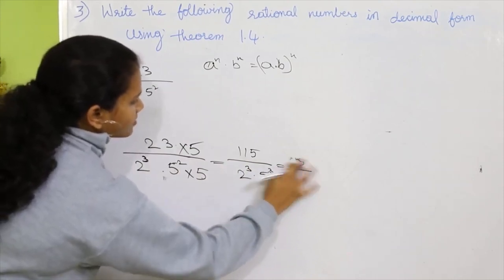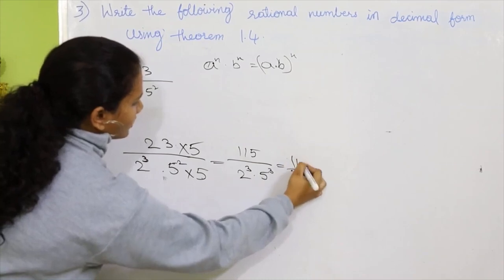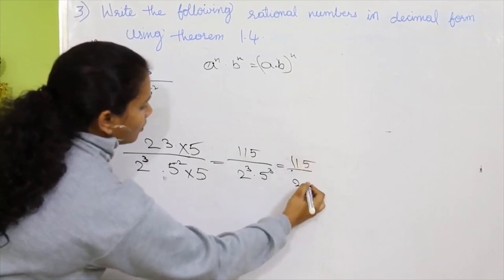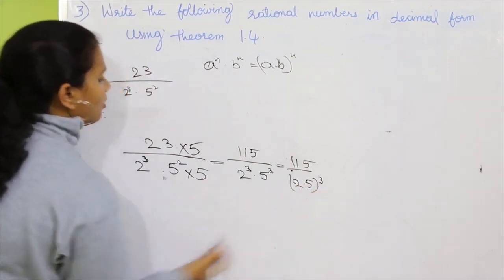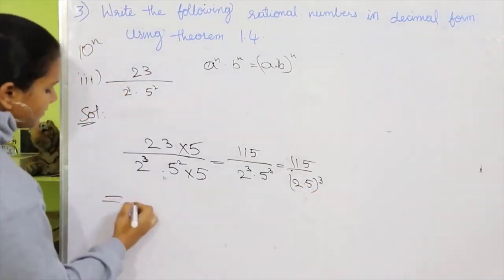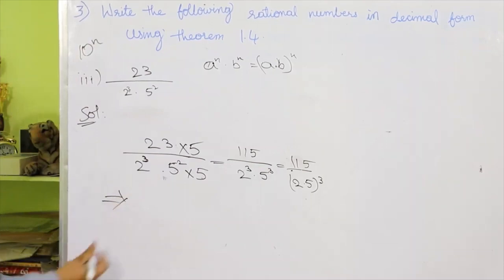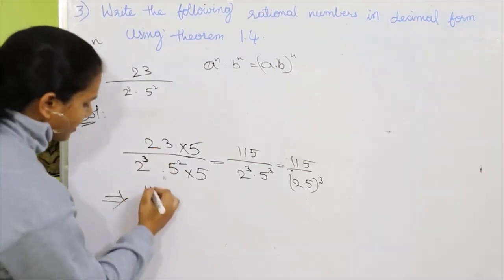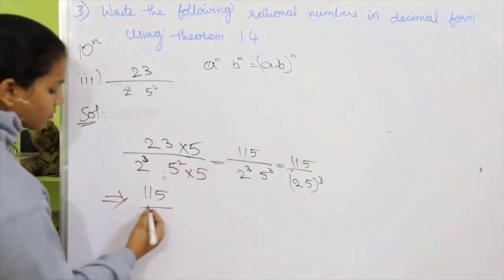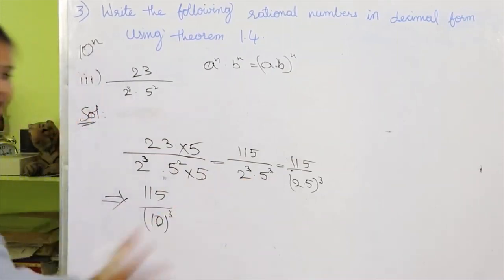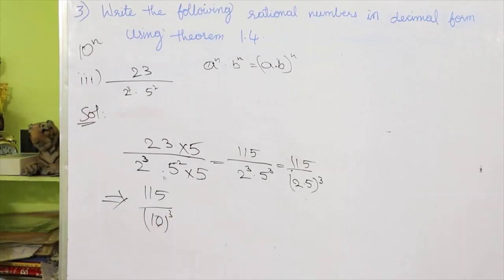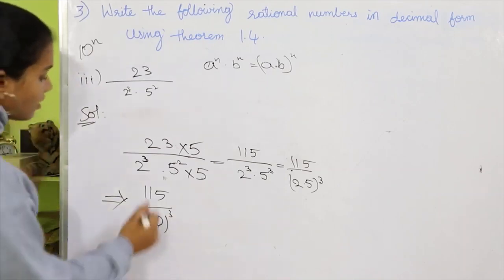115 by, sorry, my writing is like a doctor's writing. So 115 by 2 into 5 whole cube. This becomes what? I will be writing the further step over here. Now here, 115 by 2 into 5, 2 fives are 10, 10 cube. 10 times 100, 100 into 10, 1000. So this becomes 115 by 1000.